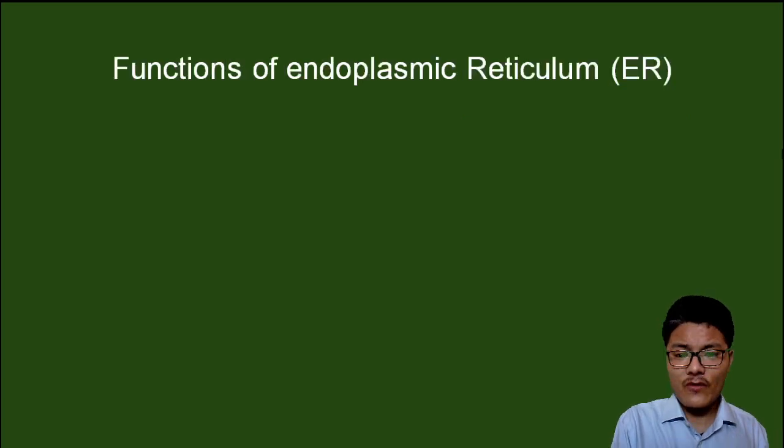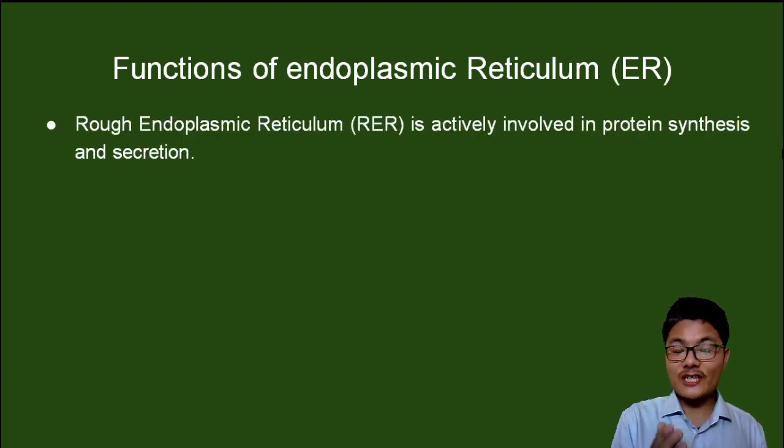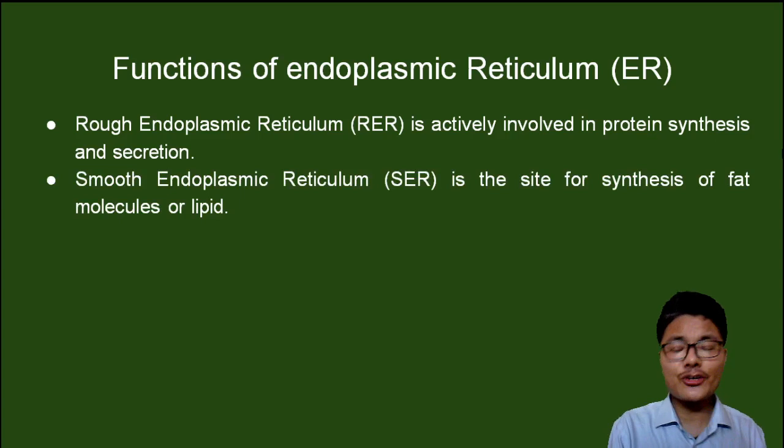Now, if we have understood the structure, then we are indirectly able to understand the functions. We have also discussed the functions. So rough endoplasmic reticulum is actively involved in protein synthesis. Proteins may be enzymes or hormones, so these are synthesized by rough endoplasmic reticulum and secreted. Smooth endoplasmic reticulum is mainly responsible for production of fat molecules or lipids.